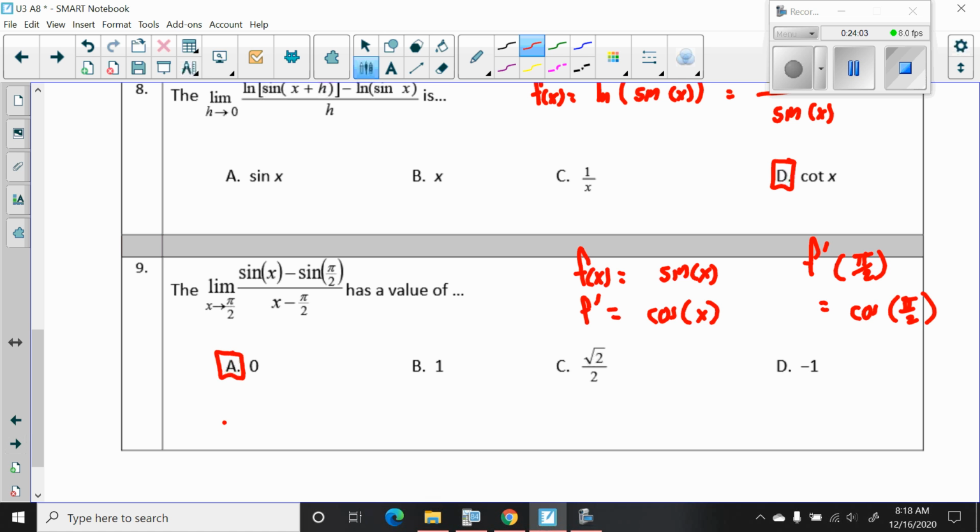Yeah, it makes sense too. If you think about the graph, sine of x at 0 is 0, and at pi it's back at 0, and pi over 2 is a maximum at 1, and of course the slope is 0 at a maximum. So there you go.